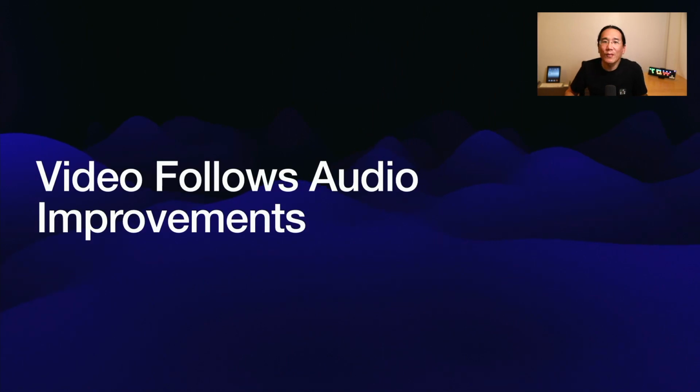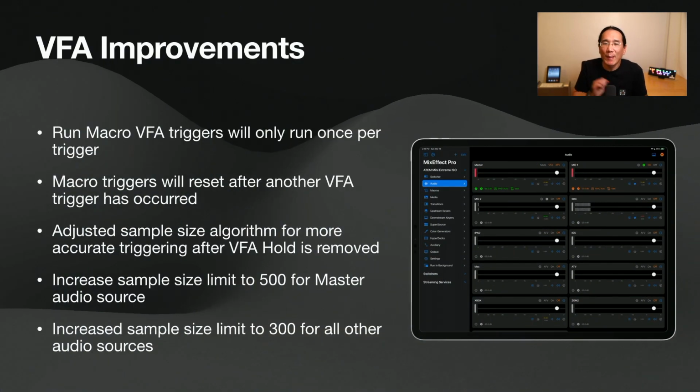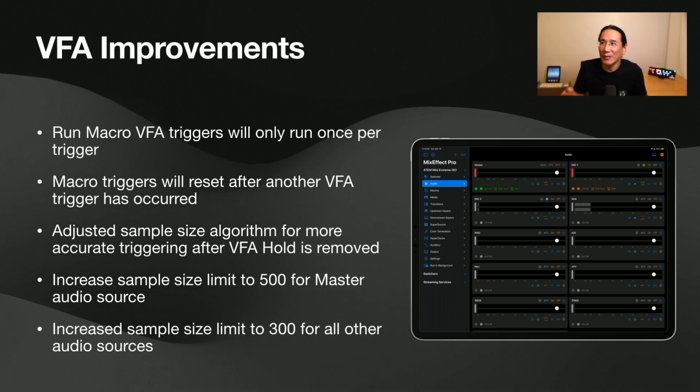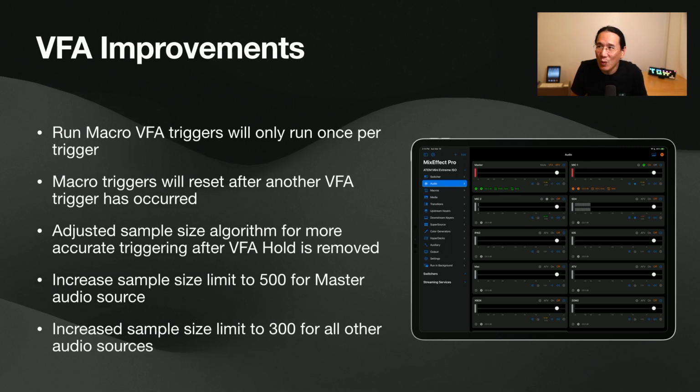Okay, video follows audio improvements. I already mentioned and showed a demo of the shortcut macros in video follows audio. The run macro VFA triggers had a bug where they ran more than once. So now they will only run once per trigger, and they'll reset every time another VFA trigger has occurred. So you'll make sure that the macro only runs once.